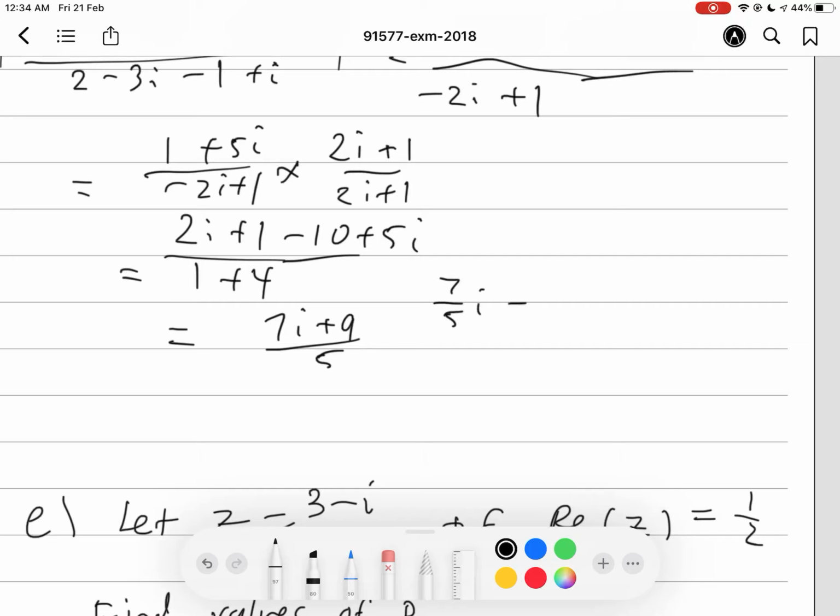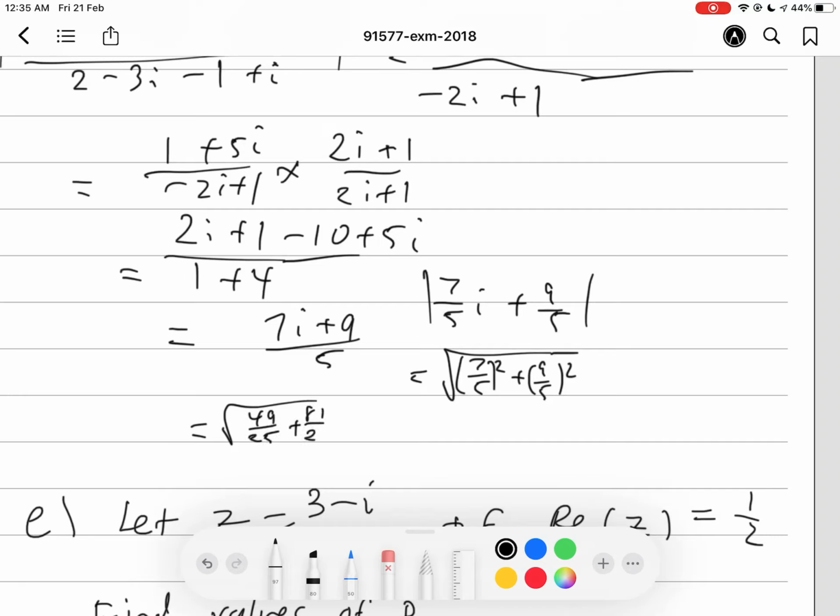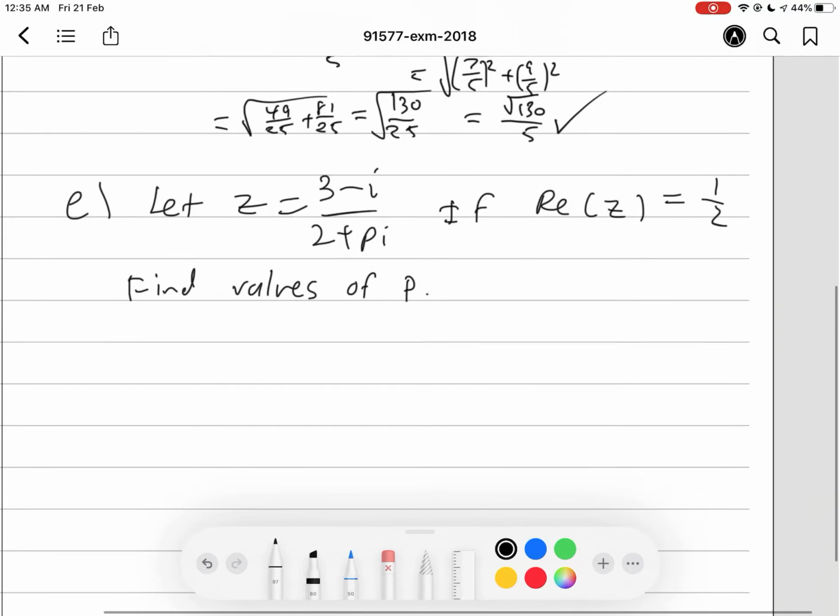Okay, so 7 over 5 i plus 9 over 5. I'm trying to find the modulus of this. So this is equal to the square root of 7 over 5 squared plus 9 over 5 squared. This is equal to the square root of 49 over 25 plus 81 over 25. And this equals the square root of 130 over 25, and therefore this equals square root of 130 over 5. Square root of 130 cannot be simplified into any more square numbers, so this is your simplest form. That's your final answer.